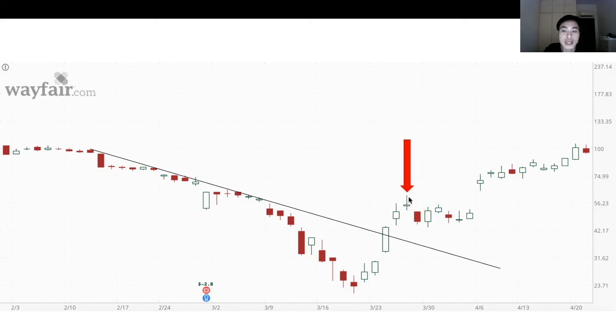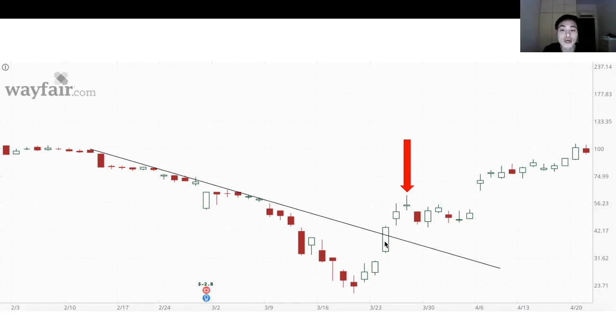Why do I prefer to enter my position at this candlestick over here? The reason is because I want to see a clean breakout from the trend line. So what do I mean by clean breakout? A clean breakout would mean that prices open above the trend line and close above the trend line. So that is a clean breakout.